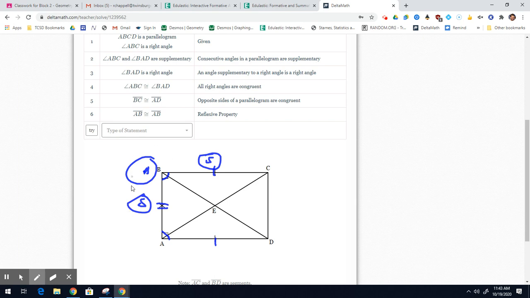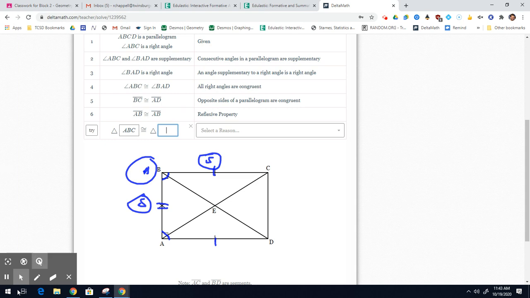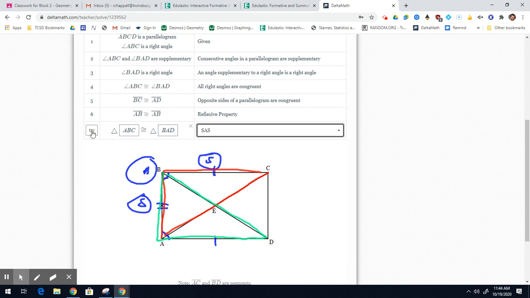These two triangles are congruent by side, angle, side. So the naming is important. I'll name the first one ABC. So I went from A to B to C. So I have to do the same thing going in the reverse order for the bottom triangle, B to A to D, BAD. All right, so that correspondence can be tricky. And this will be by side, angle, side.